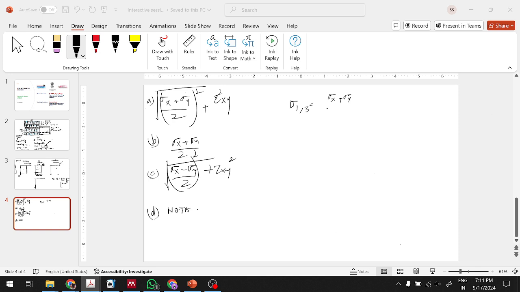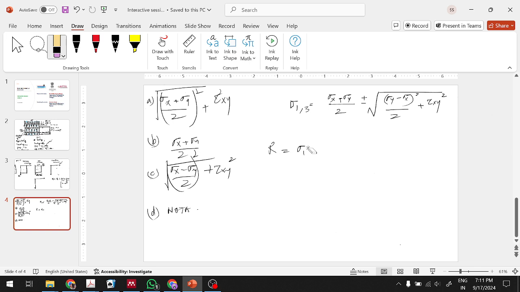No, it is (sigma x plus sigma y) by 2 plus minus square root of ((sigma y minus sigma x) square over 2 plus tau xy square). Okay, so you are asking about the radius. The radius, you know, is (sigma 1 minus sigma 3) by 2, isn't it?